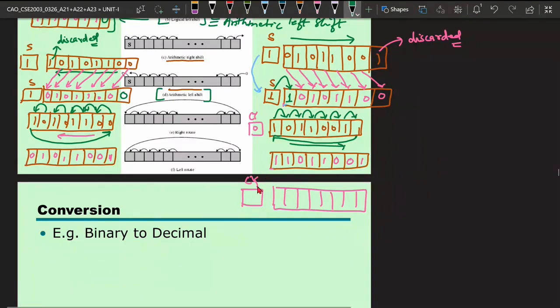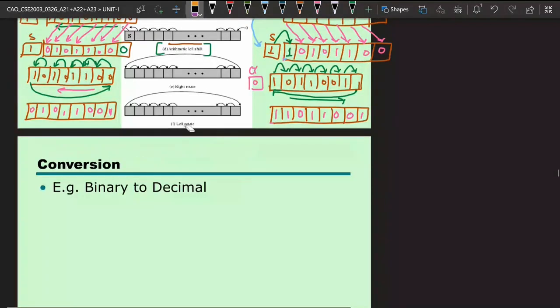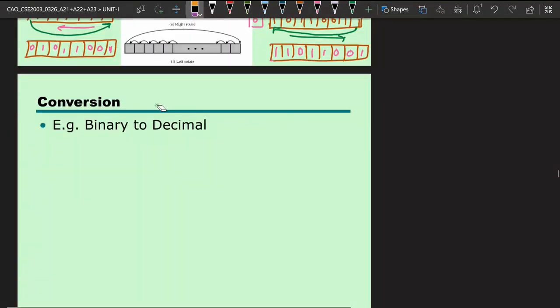Suppose the content of the carry is 0. Then this content will be moved to this location, and the rest will follow. At the end, whatever the content is there will be moving to the carry. So this is how the rotate with carry takes place. We will see it once we move further. Similarly, in case of rotate left also, the carry can be included.